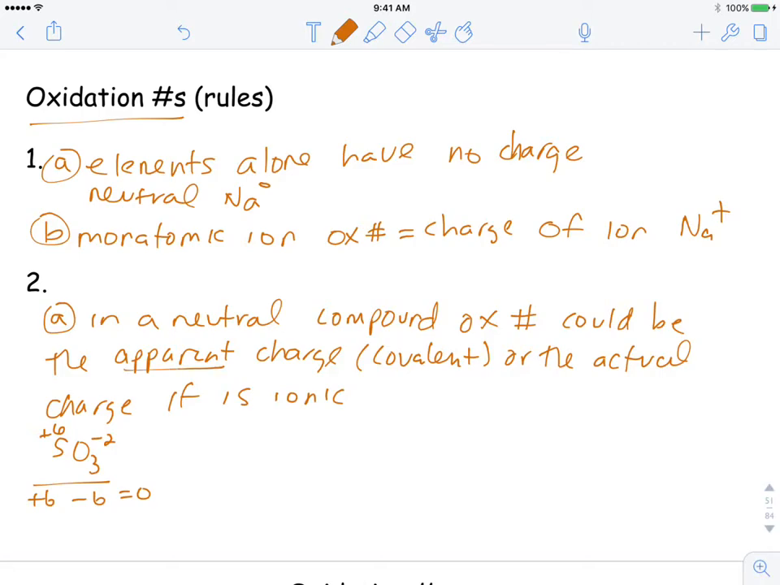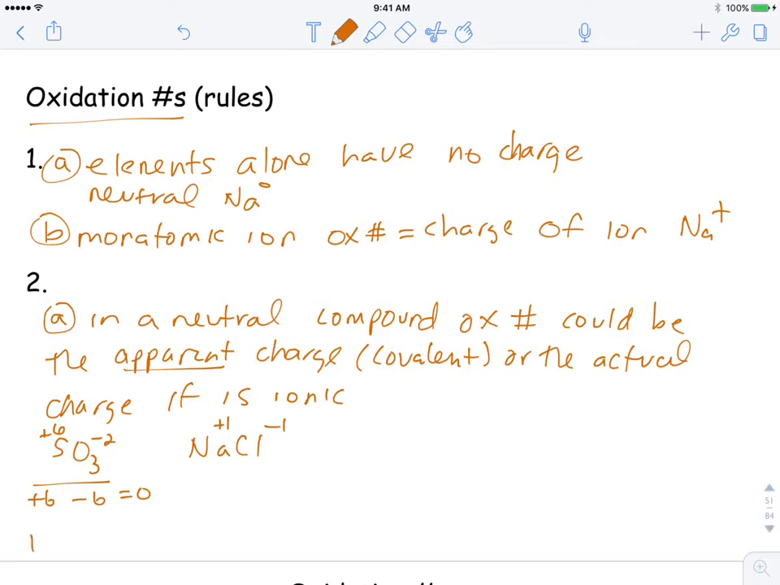Now this is an apparent charge because it's not an ionic compound. They're sharing electrons. But since O is more electronegative, you give it the negative apparent charge, the negative oxidation number. And really, what they're looking at with oxidation numbers when they talk about apparent charges is, what would the charge be if the compound was ionic? In a way, these apparent charges are made up. If I had something that was ionic, though, like NaCl, well, Na would be +1, Cl would be -1. These are real charges, because this is an ionic compound.